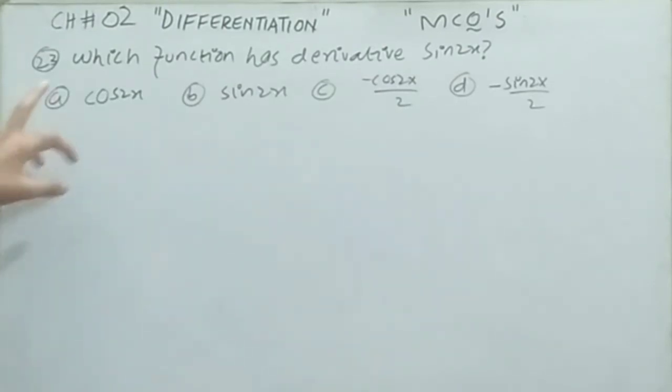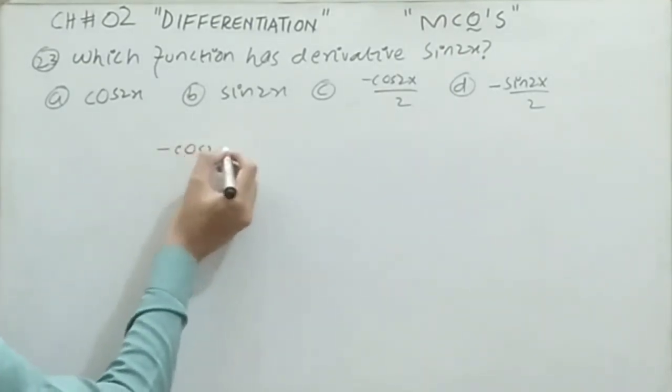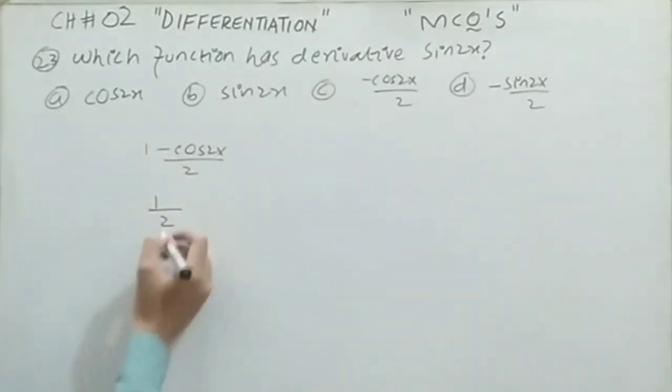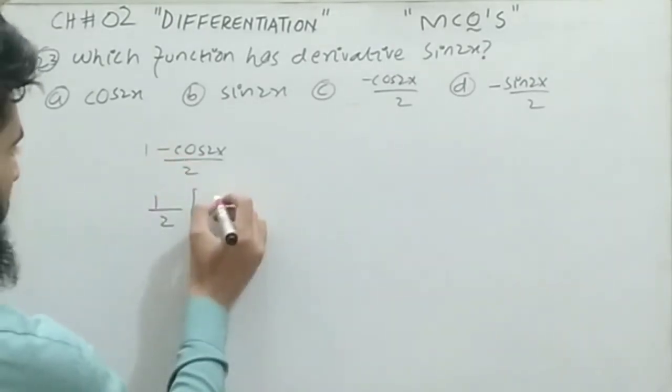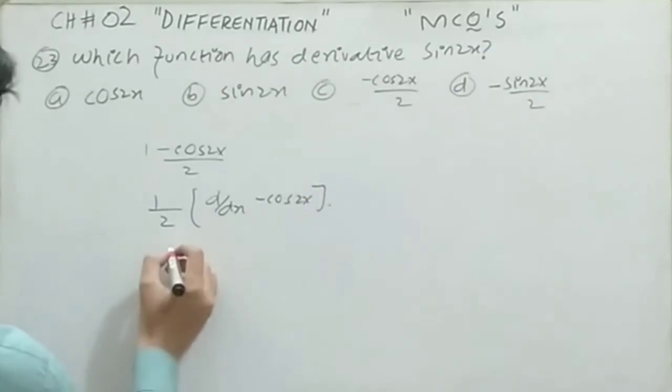Move toward MCQ number 23. Which function has the derivative sine of 2x? 4 options are given. Let's suppose I take out this function, minus cos of 2x divided by 2. 1 over 2 is common, so we can take it outside and take the derivative of minus cos of 2x. d by dx of minus cos of 2x. So it becomes 1 over 2.